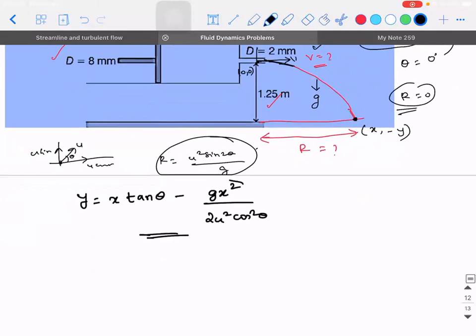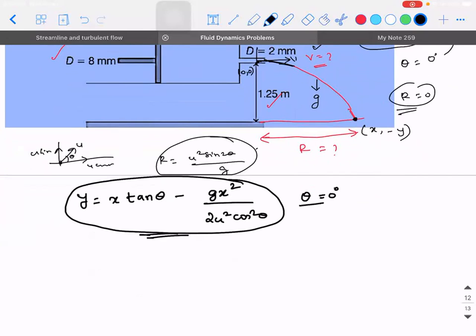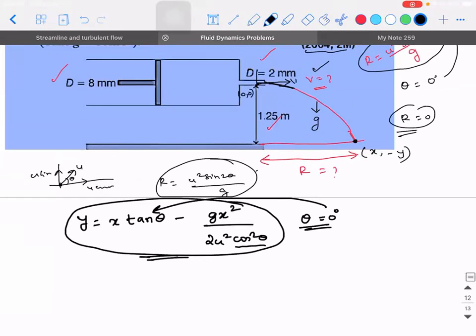So if I have to use this formula for the concept of range, where the angle of projection is 0 degrees, I'm very happy because when I substitute 0 here, the tan 0 component becomes 0, which makes my calculation even simpler, and cos 0 is 1. So can I directly use this equation and solve this problem? Again, the answer is no, because I have y. y is 1.25 in the negative direction.